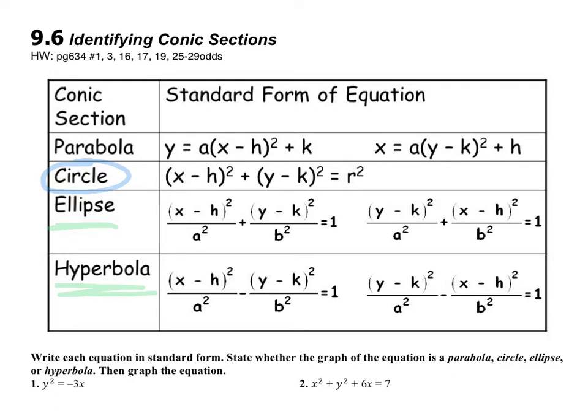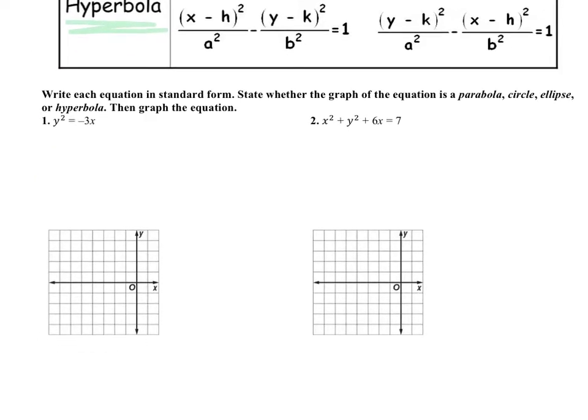Okay, a parabola. Parabola is probably the easiest to identify. If only one of the letters is squared, then it's a parabola. So if both x and y are not squared, only one of them is squared, it's a parabola. Alright, so number one, first thing I notice, x isn't squared. So number one is a parabola.